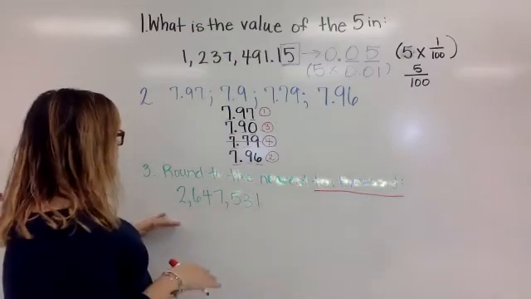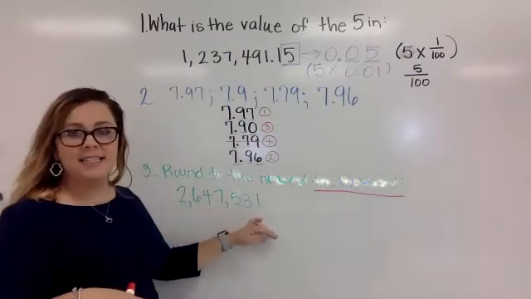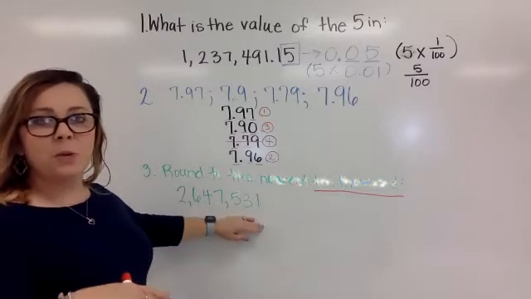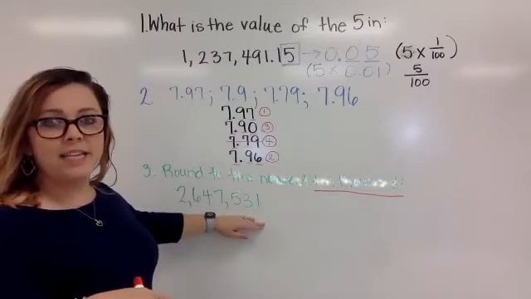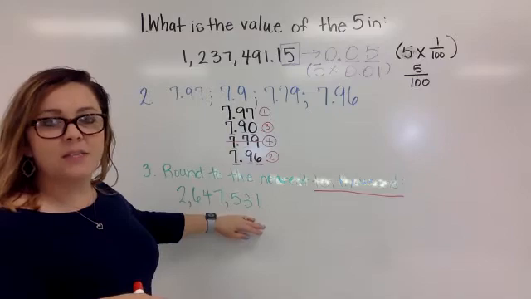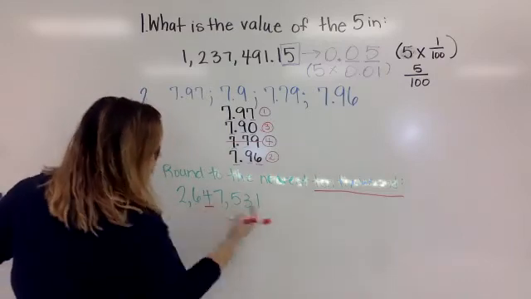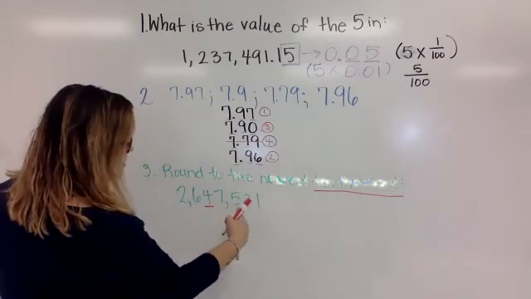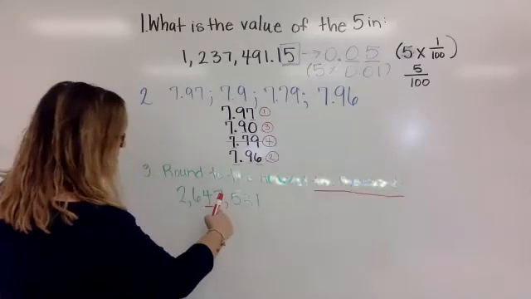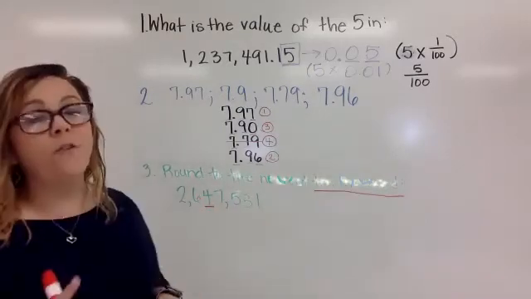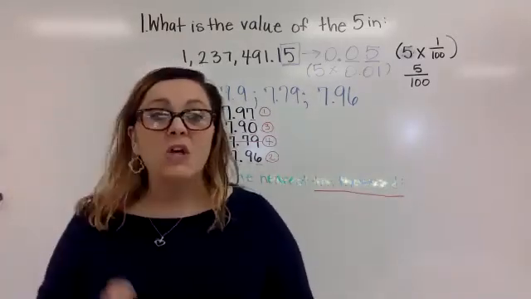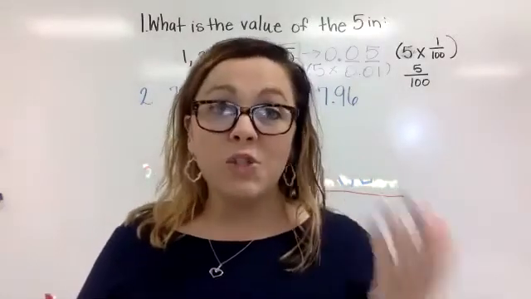Can someone show me with their fingers what digit is in the 10,000s place? What digit is in the 10,000s place? Yes, very good. It is the 4. So remember, we have ones, tens, hundreds, thousands, 10,000. So my 4 is in the 10,000s place. So that's the place I'm rounding to.